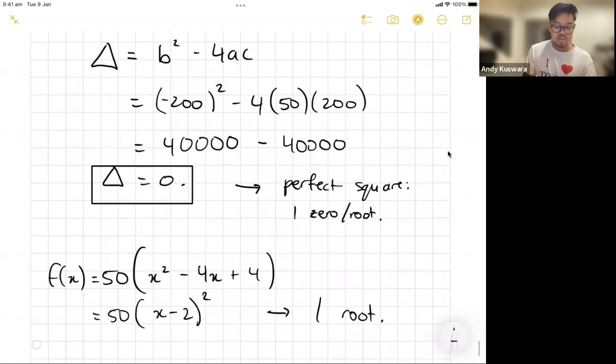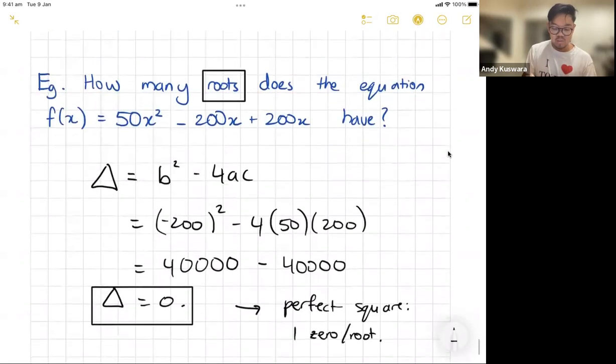Okay, now not all your questions will be clean like this. And so sometimes your discriminant comes in handy, especially when you're looking for how many solutions.